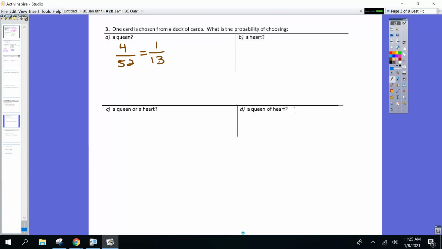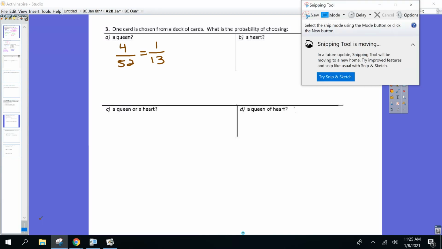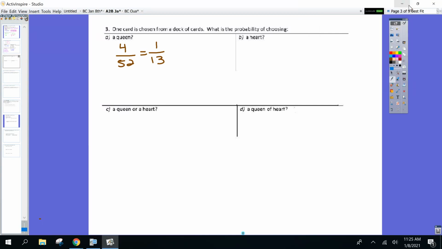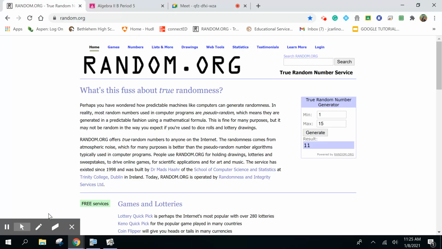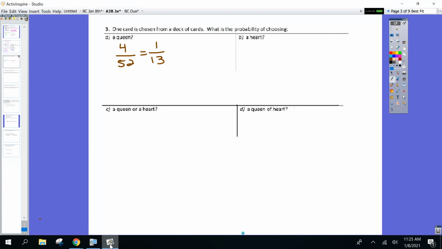A heart now. What's the probability you guys pick a heart out? How about a heart in a deck of cards? Ella, here you go. How many hearts in the deck of cards, Ella? 13 out of 52. Good job. 13 out of 52, 1/4. Good job.